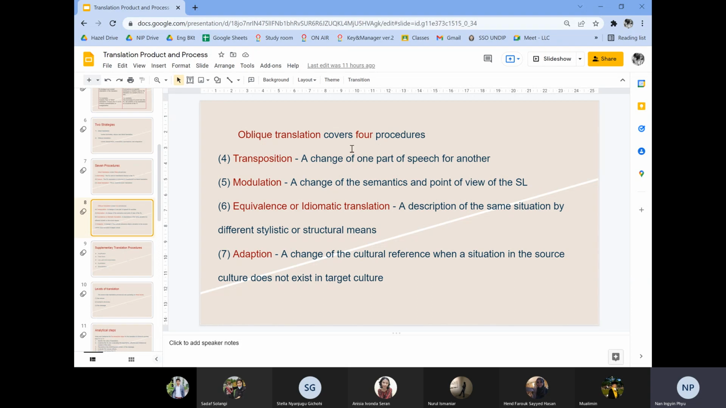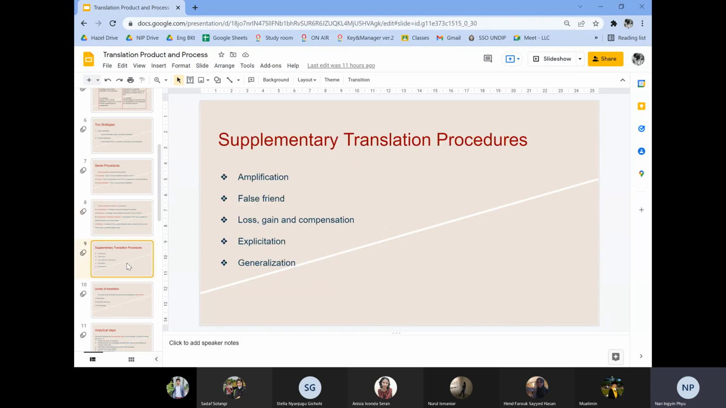And then there are altogether 7 procedures, but actually these 7 procedures are the main procedures. We still have supplementary translation procedures. So what are they? They are amplification, false friends, loss, gain and compensation, and then also explicitation, and generalization. These are all just for conveying the correct meaning, but when I tried to confirm, we mostly use only the 7 procedures.